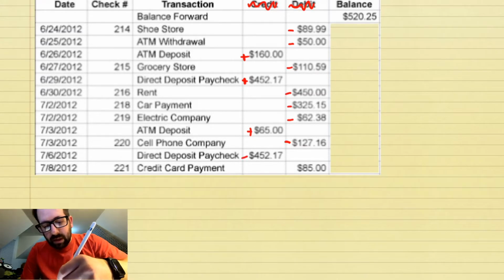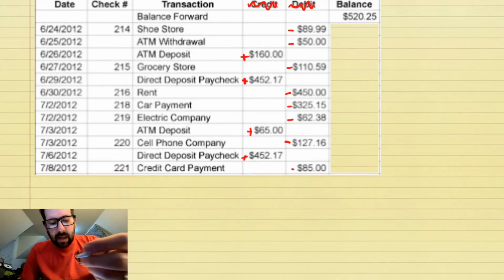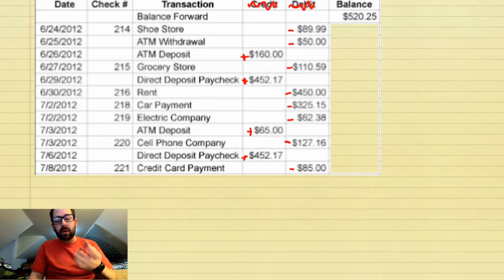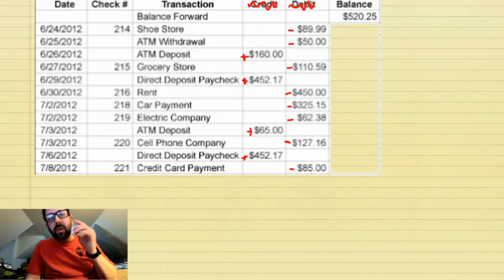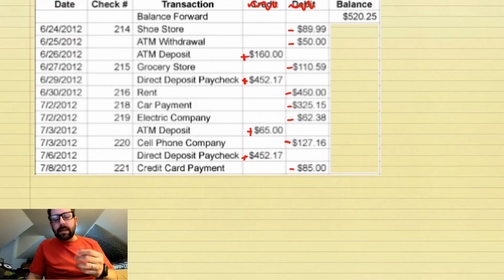Then we're depositing another paycheck into the account, and then making a credit card payment. Maybe you have a credit card. So these are all the numbers, and we're adding and subtracting. I'm going to bring up the calculator in a minute. But if you're doing this by hand on paper, that's great. We're subtracting each of these numbers. I'm going to start with the 520 and then start adding and subtracting. So I'm going to transition right into it.